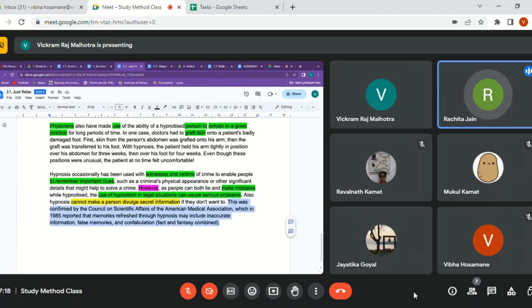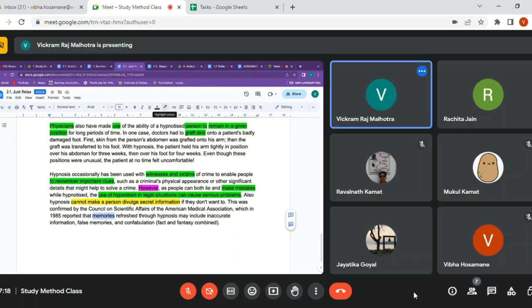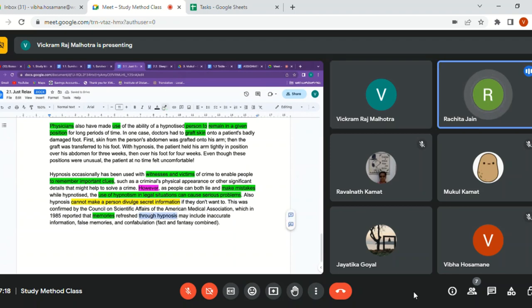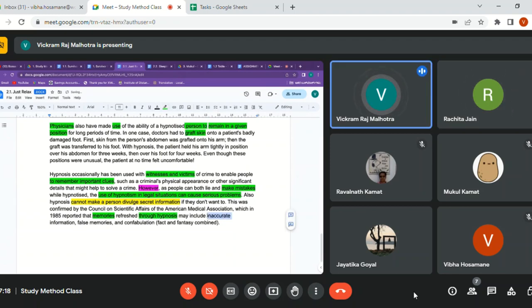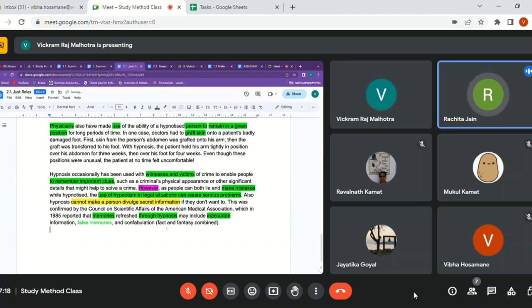This was confirmed by the Council of Scientific Affairs of the American Medical Association, which in 1985 reported that memories refreshed through hypnosis may include inaccurate information, false memories, and confabulation. Go ahead, tell me the keywords. Inaccurate information. Yes, they could be inaccurate. And false memories. False, yes. And I don't think anything else is very important.